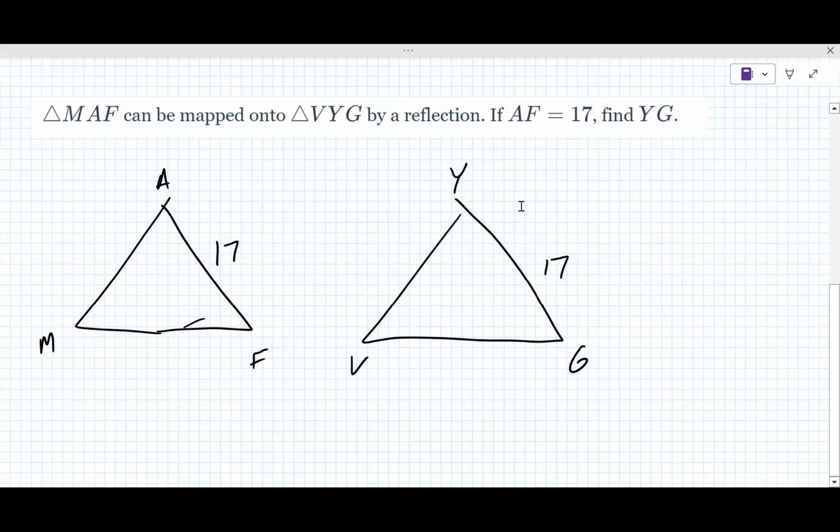Find YG. Well, it's exactly the same, and it's because the letters are in the same order. It has to be A, then F; Y, then G. So it doesn't really matter that it's a reflection, it could be anything. It's the congruence that matters there.